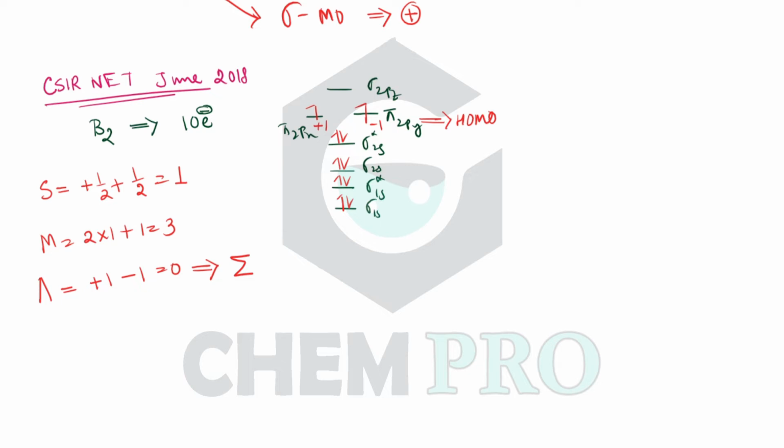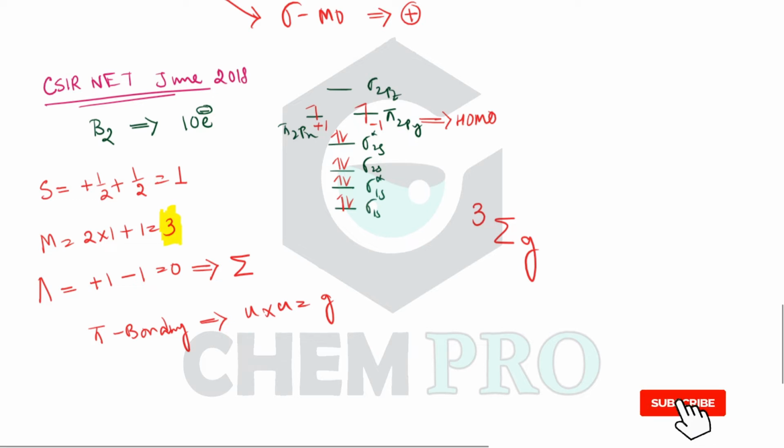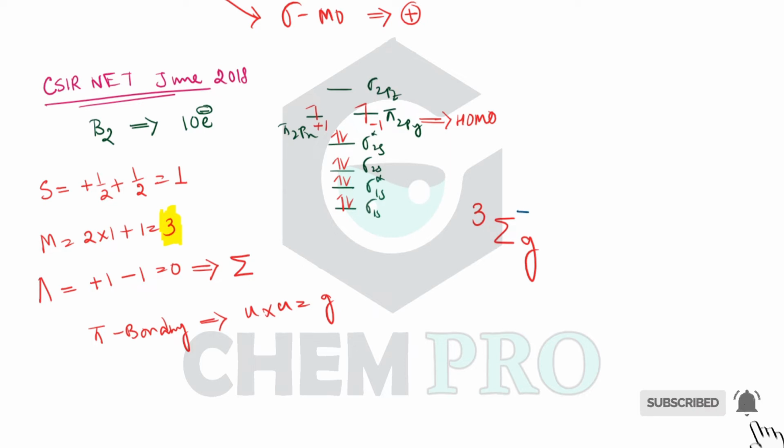So now there is pi bonding orbital, so that is u into u, that equals g. So the molecular term symbol will be 3 sigma g. Okay, now the parity is important. So here we can see that the multiplicity value is 3. So for value 3, the parity will be minus here. Okay, so this is the molecular term symbol for B2 molecule.